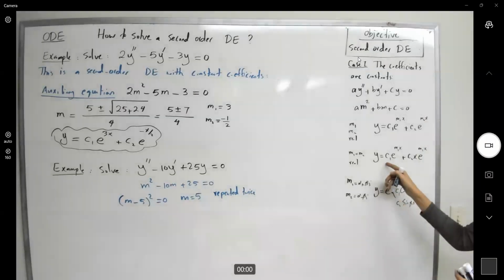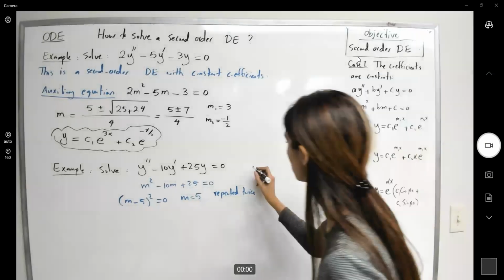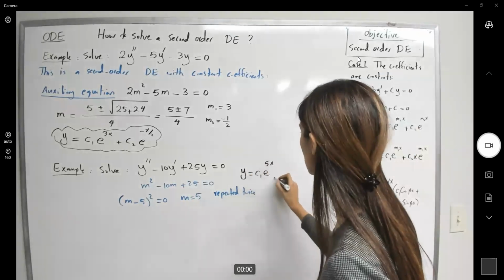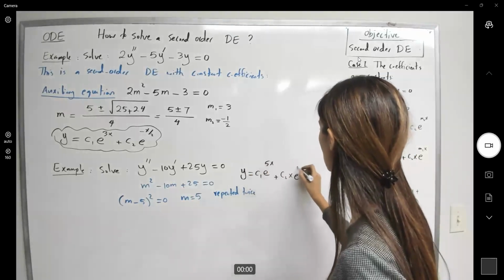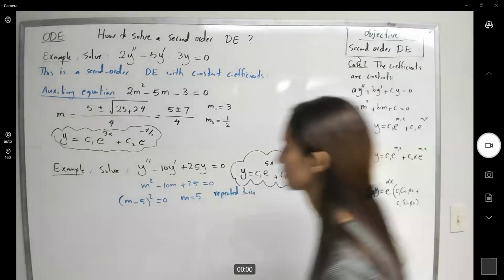So in this case, y becomes c1 e^(5x) + c2 x e^(5x). This is the general solution that we have.